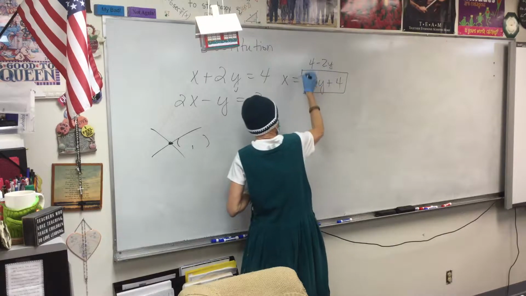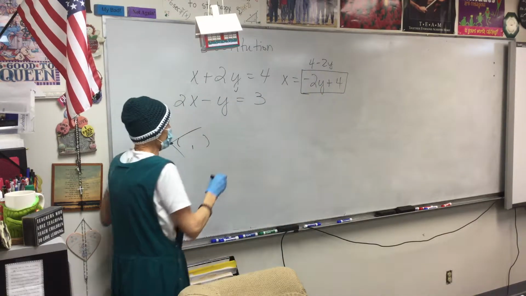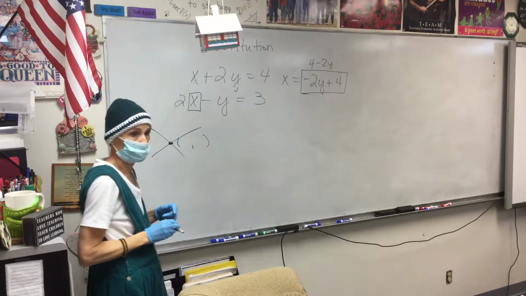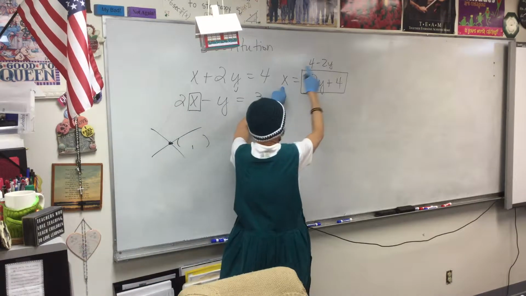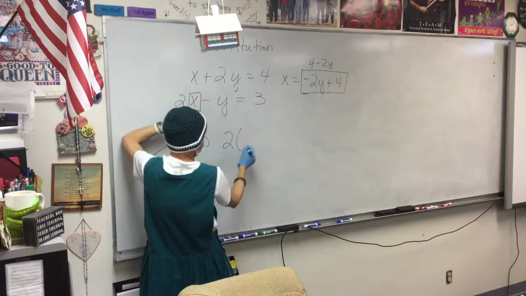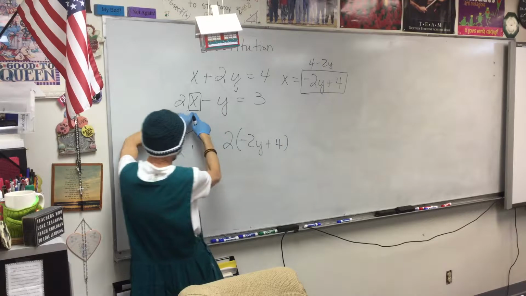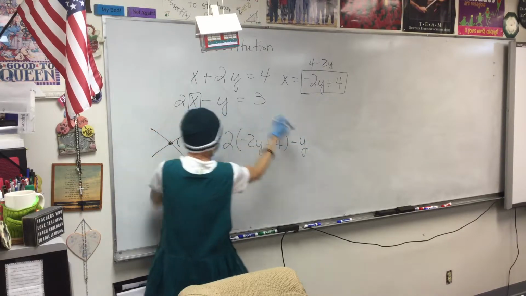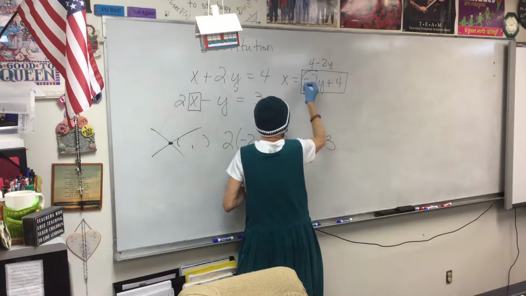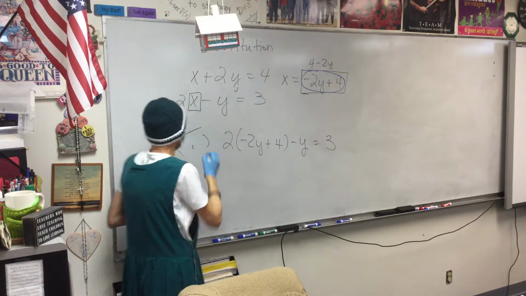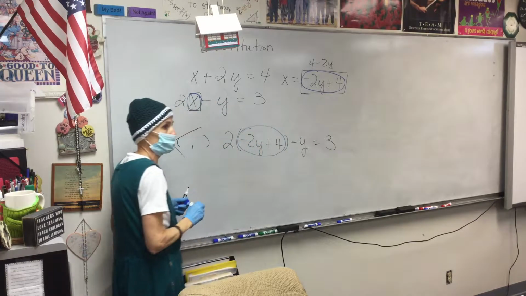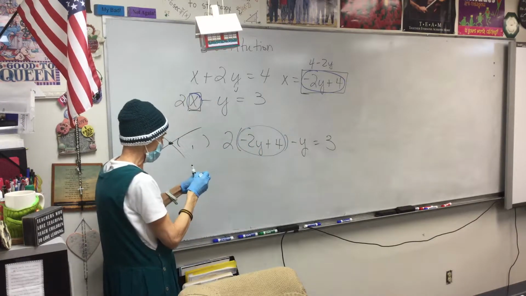Now, we're going to take that guy right there, and he is going to get plugged into this spot, because x is that. So we're going to put it right here. So we have 2 times negative 2y plus 4, minus y equals 3. This is what x equals. So it got plugged in right there. This is the x now. Does everybody see that?